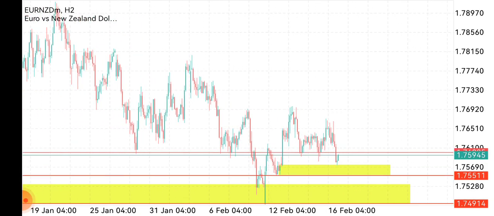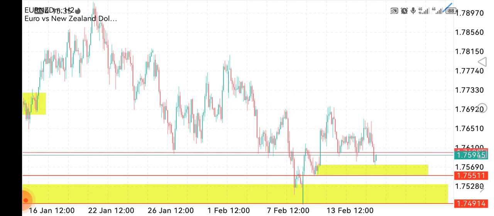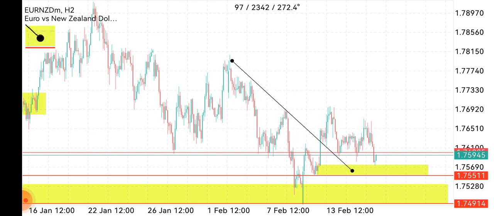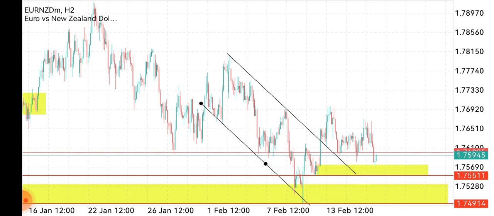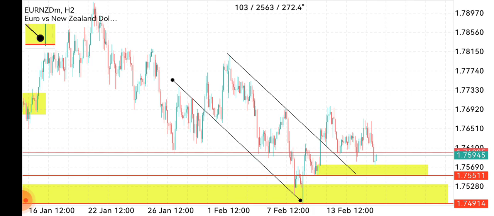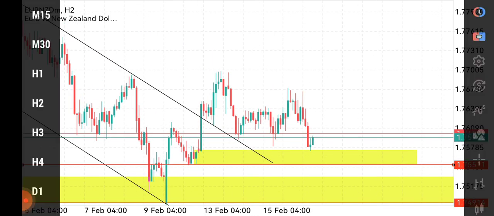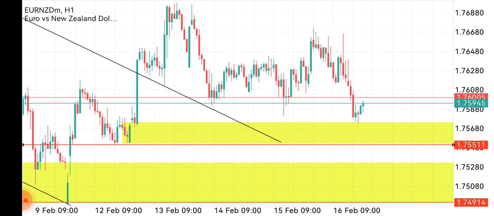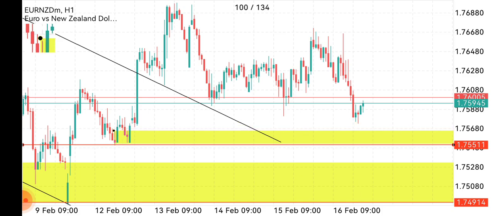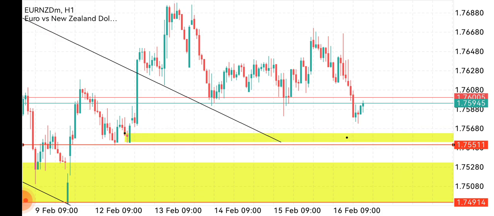When you check this on H2, you can see that the market was respecting this trend line to the downside. They gave us this correction move to the downside. The market was moving on this correction move. So now, when the market opens, let's go to H1. When the market opens, I'm expecting us to take a buy here.